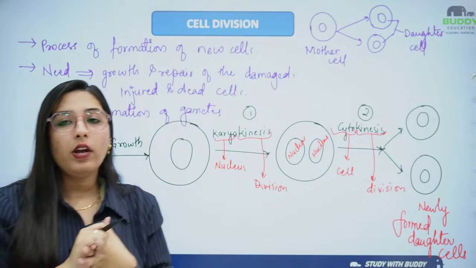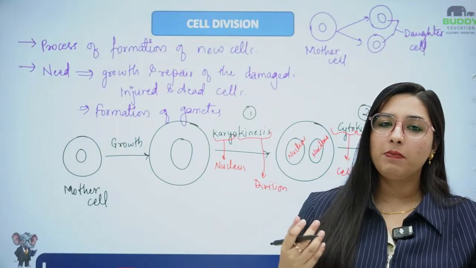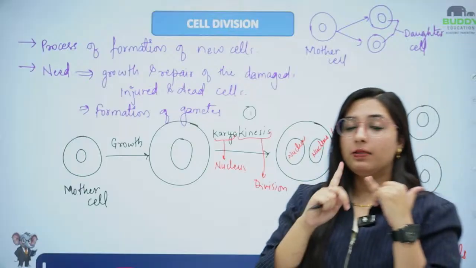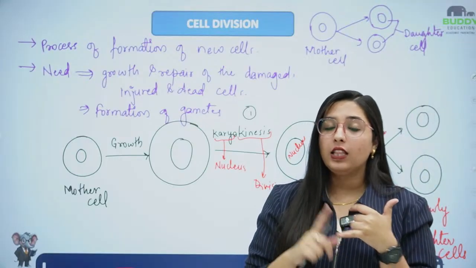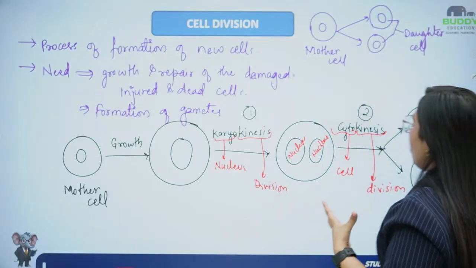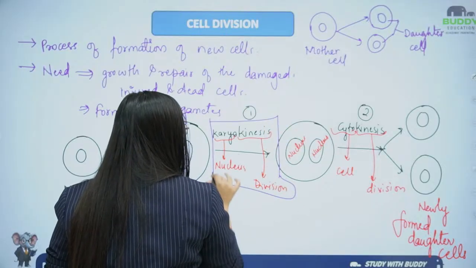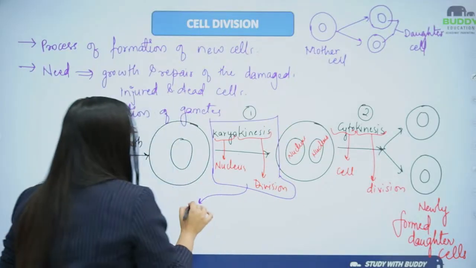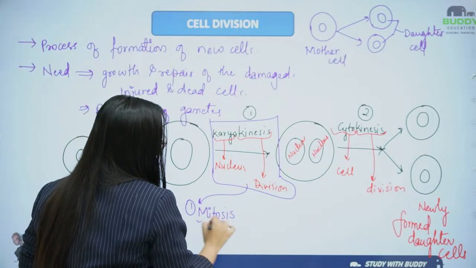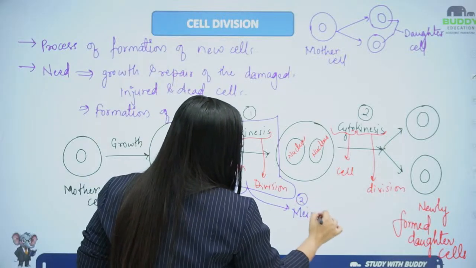This karyokinesis is also of two types: one is mitotic division and the other is meiotic division. What is the difference between these two divisions? This whole karyokinesis is divided into two parts. First is mitotic division, or mitosis type of cell division, and the other is meiotic cell division, or meiosis.